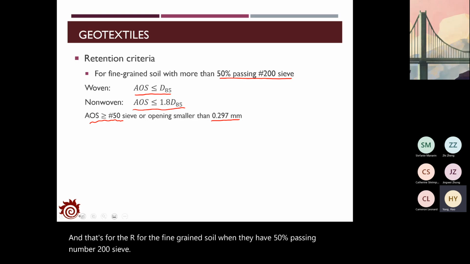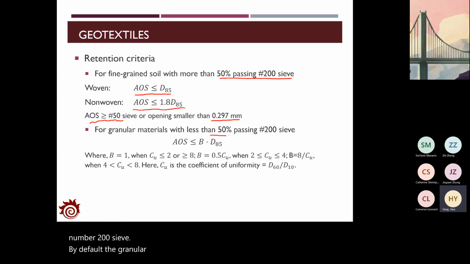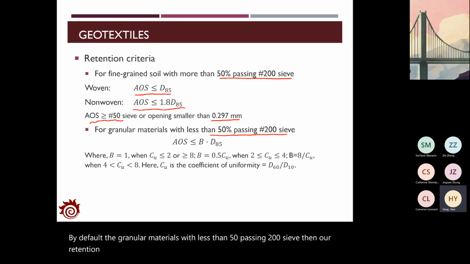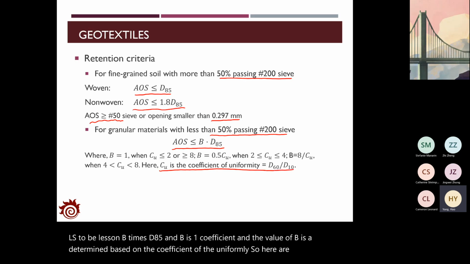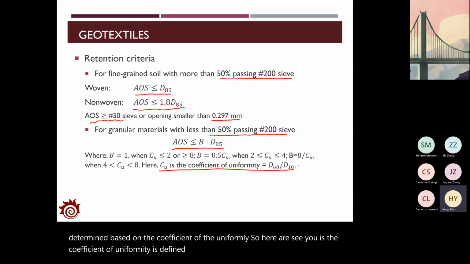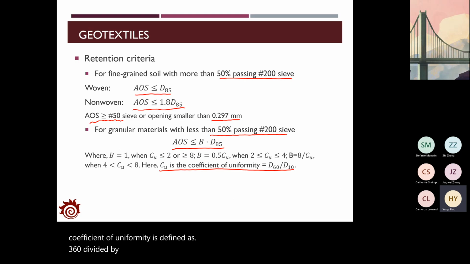But for the granular materials with less than 50% passing the number 200 sieve, the retention criteria is a little bit different. For the retention criteria, we want the AOS to be less than B times D85, where B is a coefficient, and the value of B is determined based on the coefficient of uniformity. Here, Cu is the coefficient of uniformity, defined as D60 divided by D10. So if Cu is smaller than 2 or larger than 8, then B is 1.